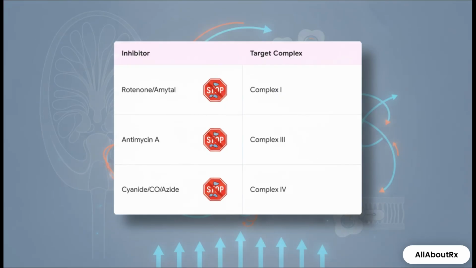You absolutely must memorize these pairings. Rotenone and amytal halt complex I, Antimycin A stops complex 3, and cyanide, carbon monoxide, and azide fatally block complex 4. And remember, because electron transport and oxidative phosphorylation are so tightly coupled, blocking the chain immediately halts ATP synthesis.